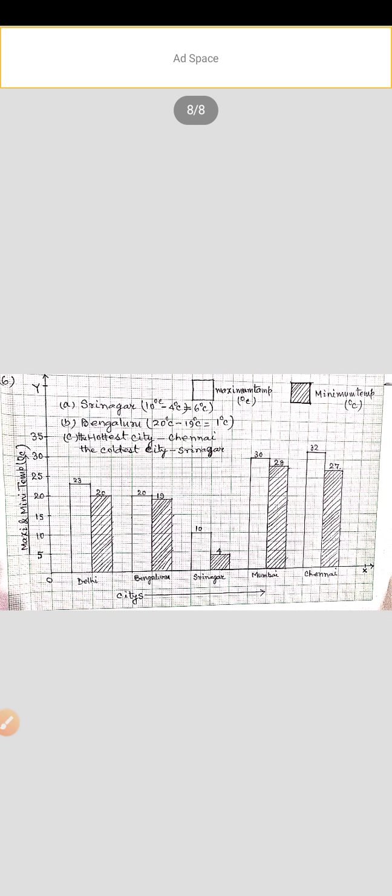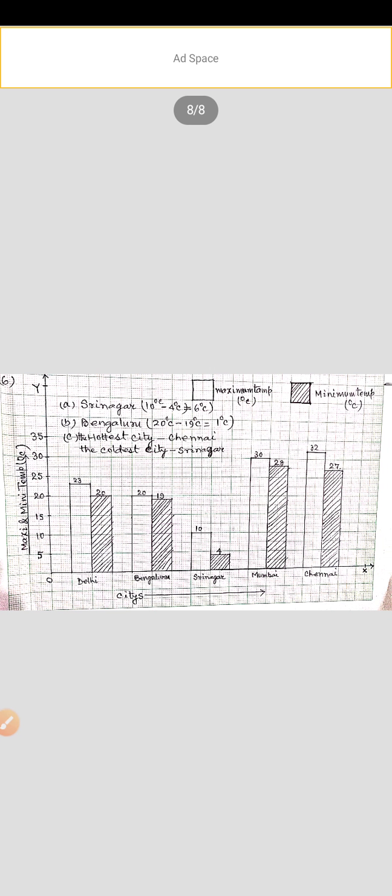6a: which city shows the maximum difference in the day's temperature? First find the difference between the maximum and minimum temperature. Delhi, 23 minus 20, that is 3. Bengaluru, 20 minus 19, that is 1. Srinagar, 10 minus 4, that is 6. Mumbai, 30 minus 28, that is 2. Chennai, 32 minus 27, that is 5. So your answer is Srinagar, with maximum temperature 10 degrees and minimum temperature 4 degrees, and the difference is 6 degrees Celsius.